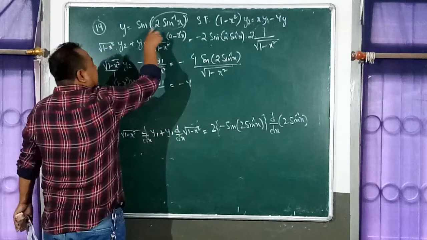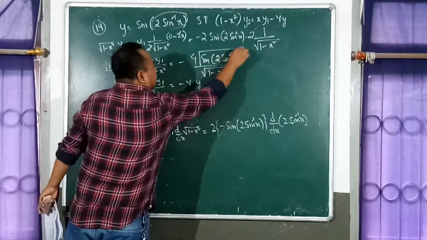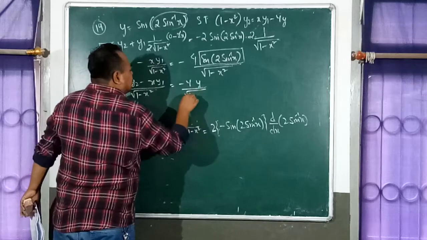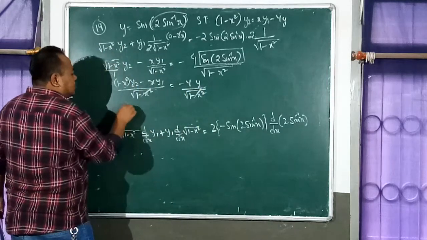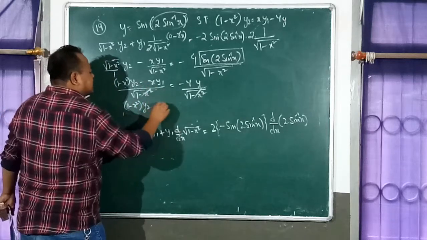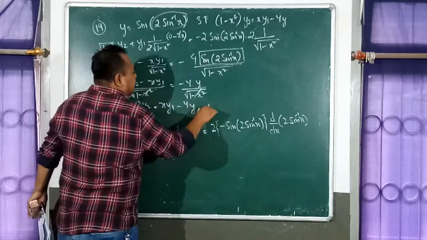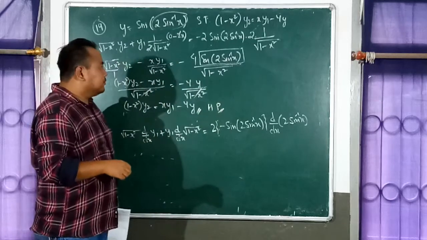And what is sine 2 sine inverse x? Instead of that, can I write this as y? I can easily write this as y divided by root 1 minus x squared. So root and root gets cancelled. So what is the final answer? 1 minus x squared y2, negative both sides becomes positive, minus x y1 equals minus 4y, hence proved. This is what you're supposed to prove.